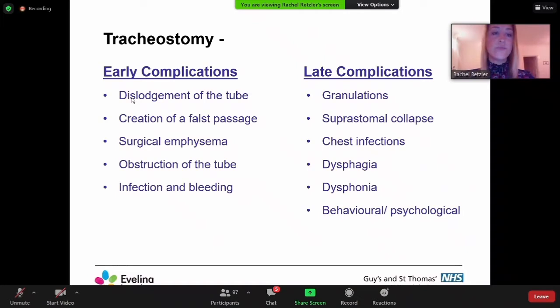With a tracheostomy, you may encounter early complications such as dislodgement of the tube, obstruction of the tube, or infection and bleeding. Some later complications could include granulation development, suprastomal collapse, chest infections and dysphagia, dysphonia, and even behavioral and psychological difficulties.